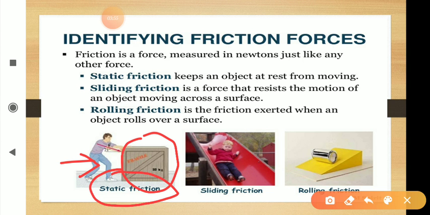In the second scenario, if a boy is sliding, in this particular scenario we can say the surface is again providing a friction, and that friction is your sliding friction. Again, this sliding friction resists or opposes the motion of the body. Third one, a cylinder is rolling over an inclined plane. In this case, the motion is rolling motion, and the friction provided is rolling friction.